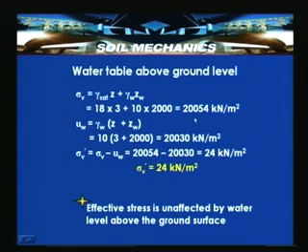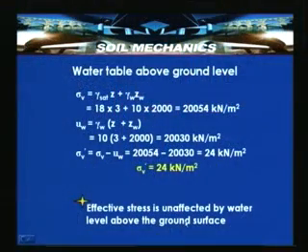So, 20,054 kN per meter square is the total stress, and pore water pressure is 20,030 kN per meter square. The difference, sigma V dash, if you see here, even in the case of deep sea sediments, the effective stress remains unchanged. So, effective stress is unaffected by water level above the ground surface. This is just to demonstrate in case of estuaries, estuarine bed and deep sea sediments. As long as the water table is above ground level, if it fluctuates, then effective stress remains unchanged.